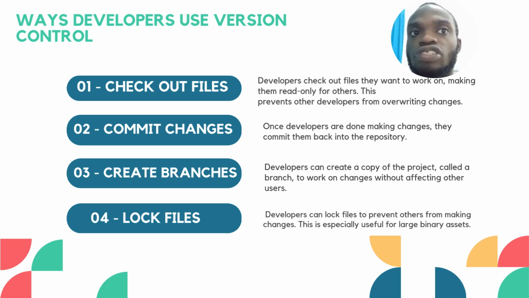Number 2 is to commit changes. Once developers are done making changes, they commit them back into the repository. And the way number 3 is to create branches. Developers can create a copy of the project called a branch to work on changes without affecting other users.